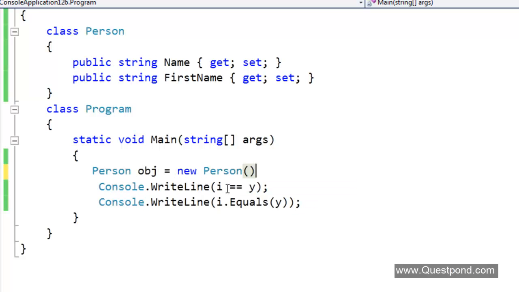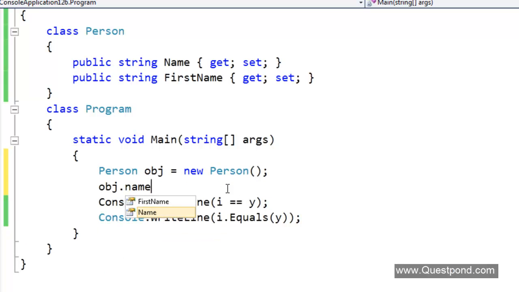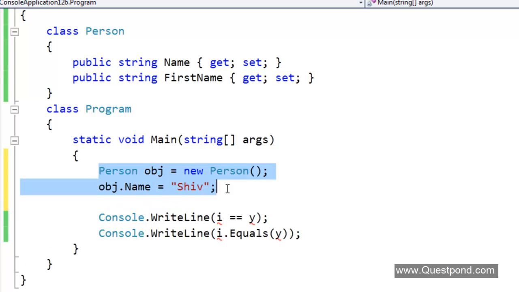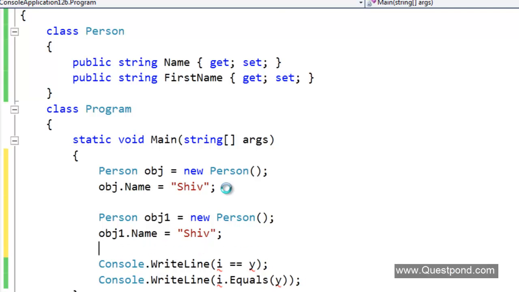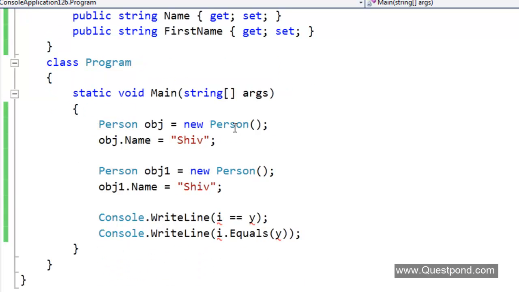So now let us say I create an object here called person, and I give the name as Shiv. I create one more object here, let us say obj1, and in that object also I give the name as Shiv. So here also it is Shiv. Now in this case, even if the names are equal, the computer says that these are still two different things. Now remember that we are comparing objects.